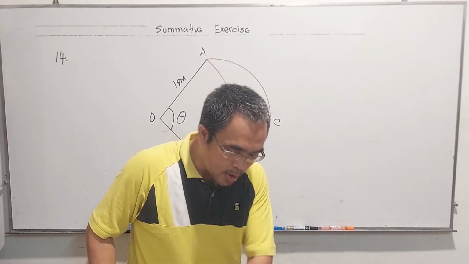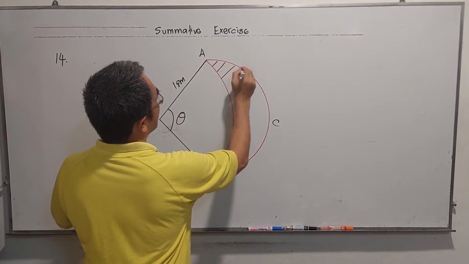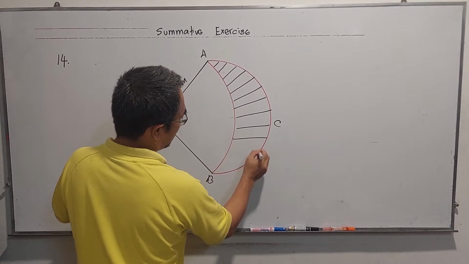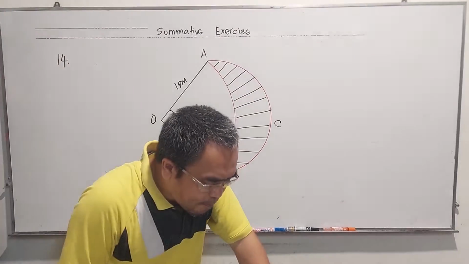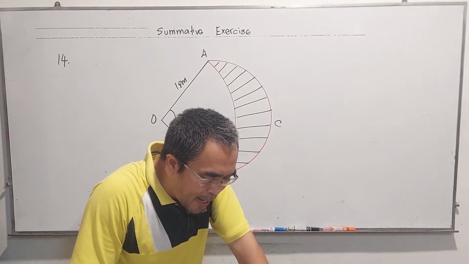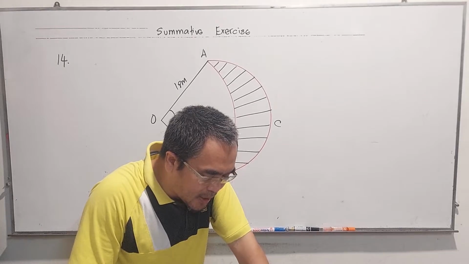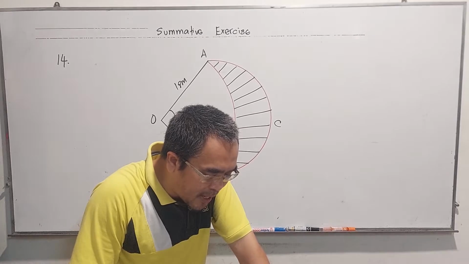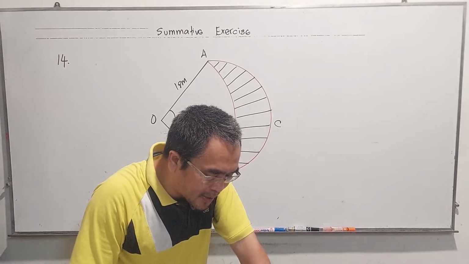Okay, look at question number 14. There is a shaded region here. Let's read together. The diagram on the right shows the plan for a garden. AOB is a sector of a circle with center O and radius of 80 meter. And ACB is a semicircle with AB as its diameter.